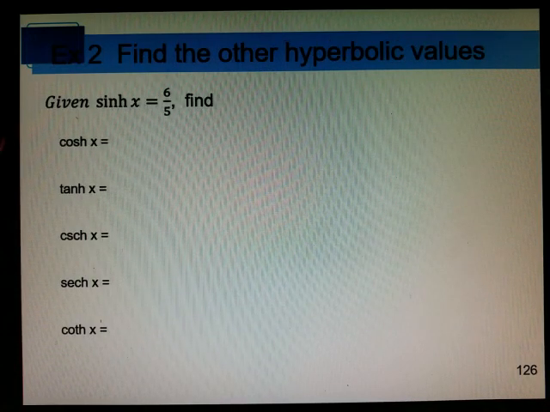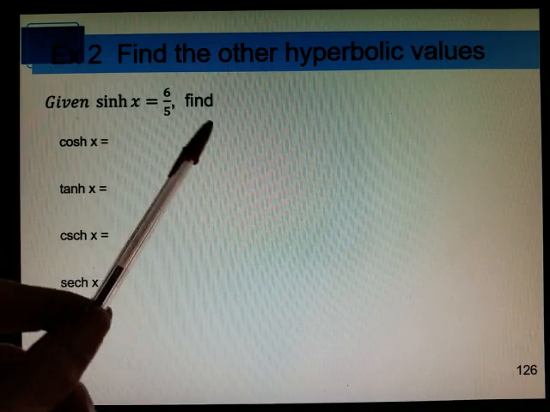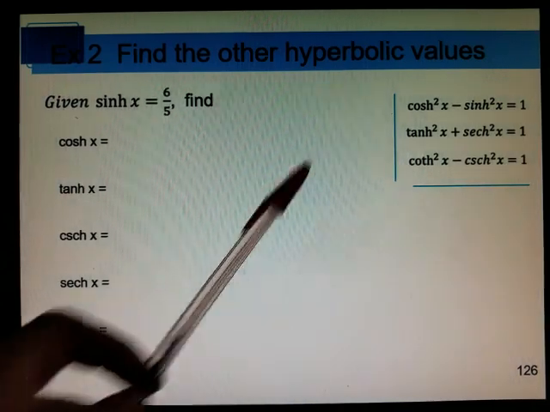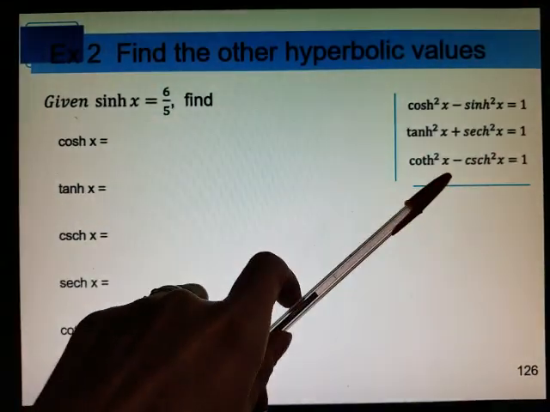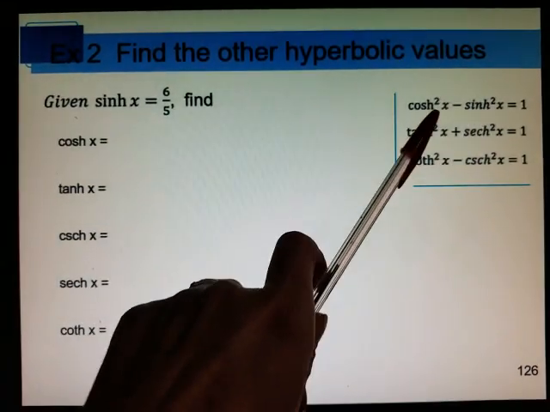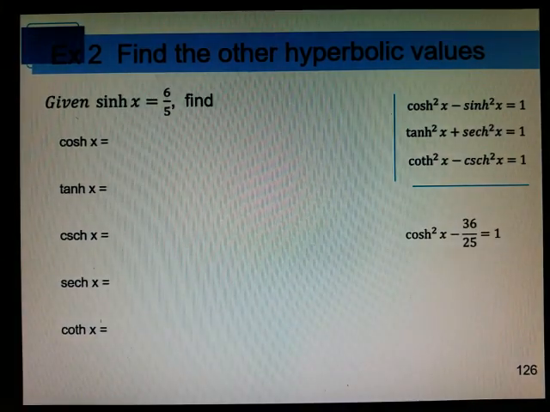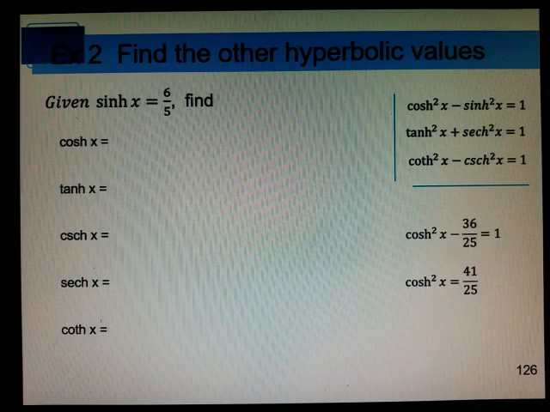All right, so if I am given that the hyperbolic sine of x is 6/5, find each one of these. I was given these identities right here. So the hyperbolic sine squared, if I add that over to 1 and then take the square root, that would be my hyperbolic cosine. So I add the 36/25 over, and take the square root of that.